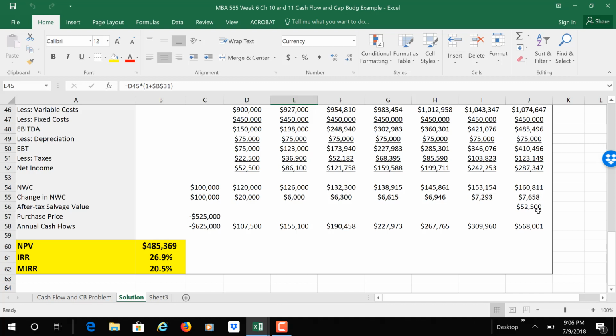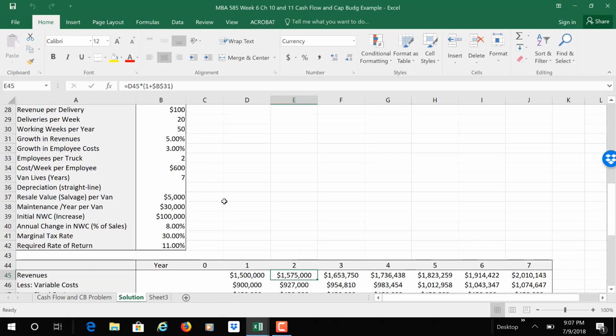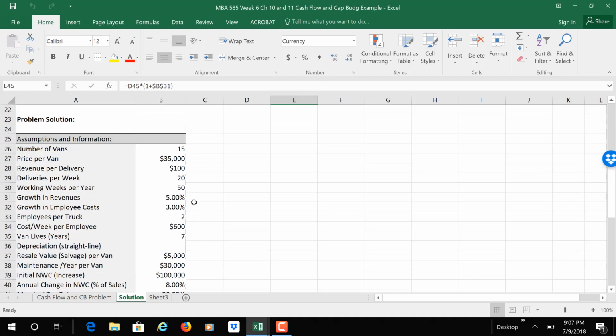We also have a salvage value. We assume that we could salvage this asset at the end of the time period for, where's that value here?